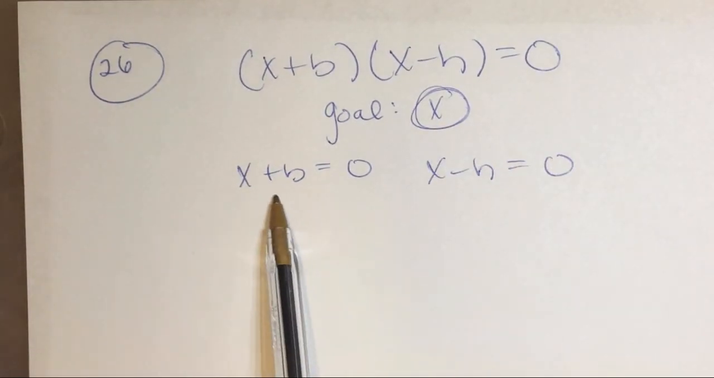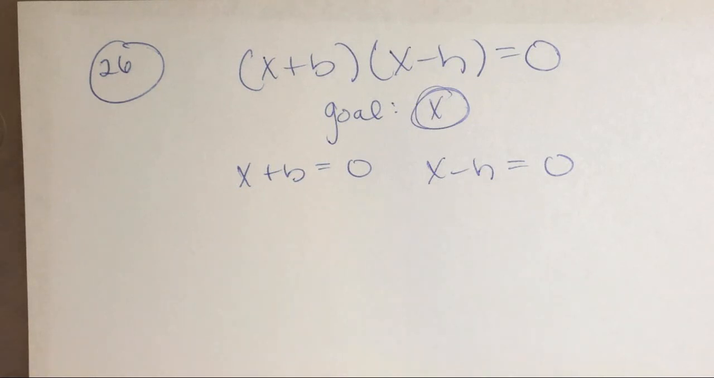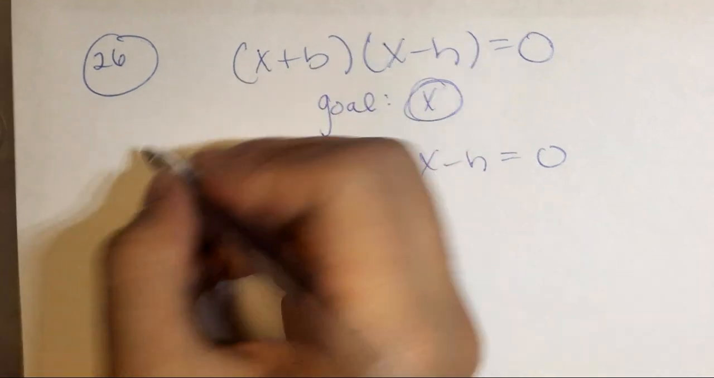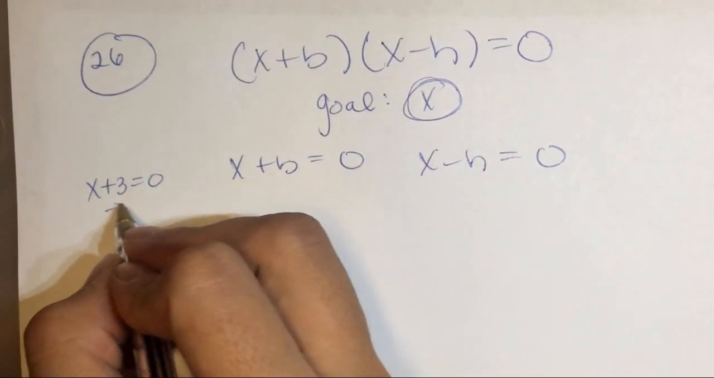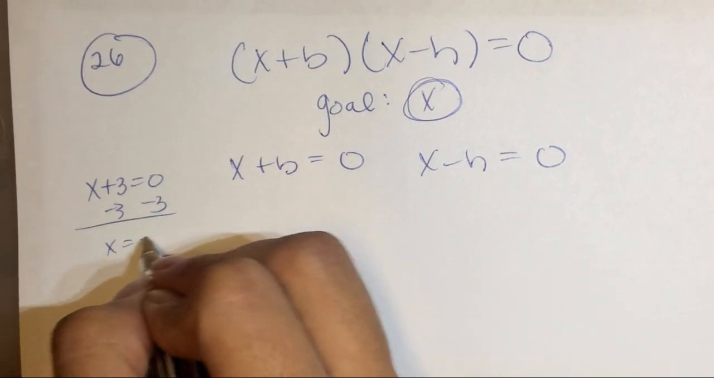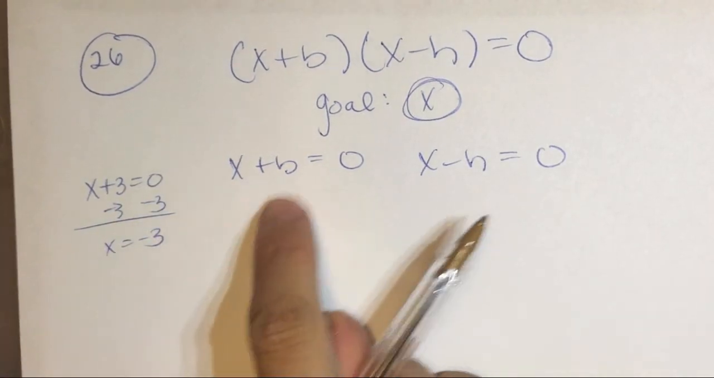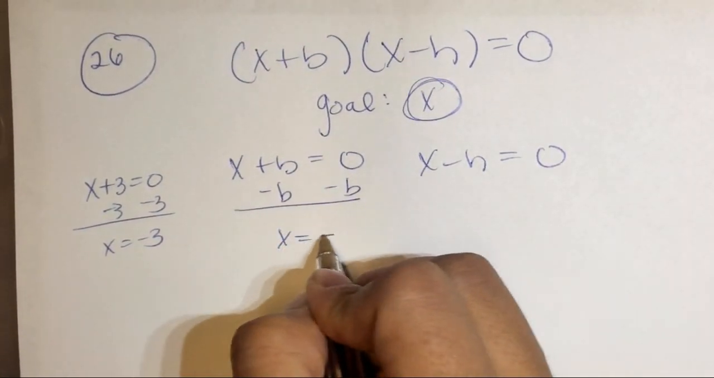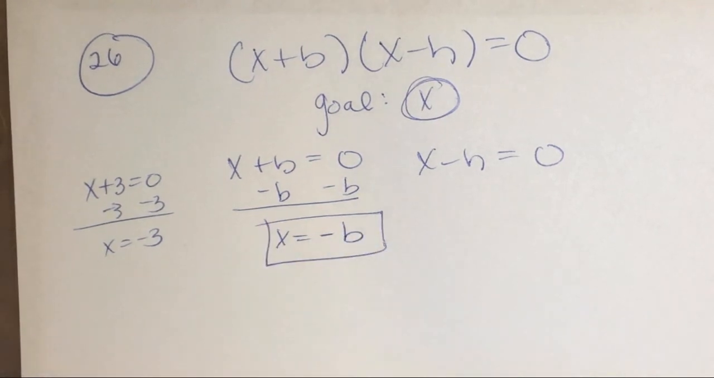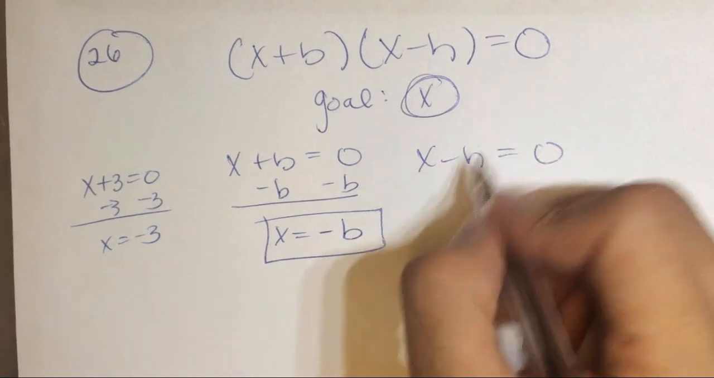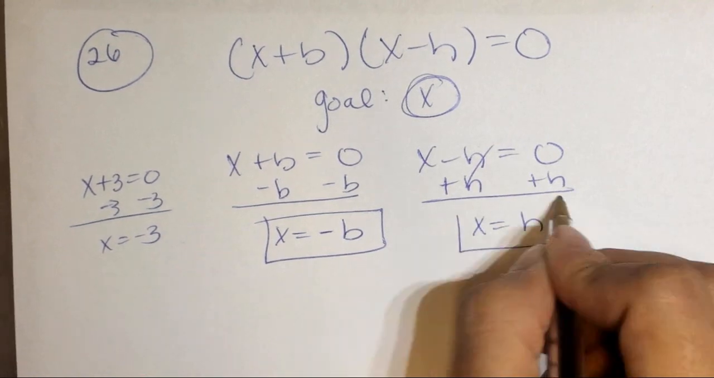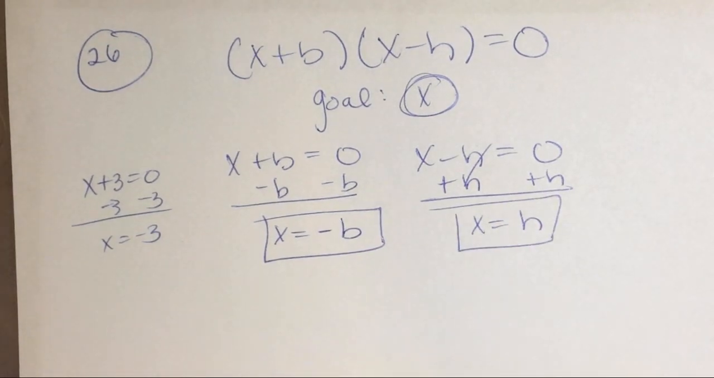Now, just pretend b and h are numbers, and x is your only variable. If that was like x + 3 = 0, I would move the 3 over. Just making this up, right? That's what you would do. Same thing here. Just treat b as a number. So I'm going to move b over, so you get x = -b. And that's your final answer for that one. For this one, just treat h as a number. So I'm going to add h to both sides, so you get x = positive h. And that's your final answer.